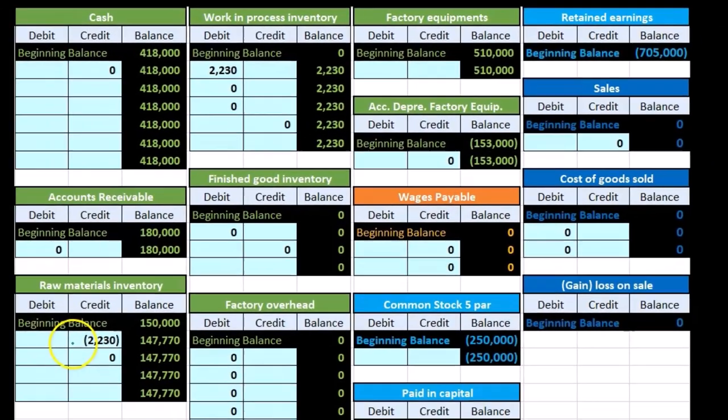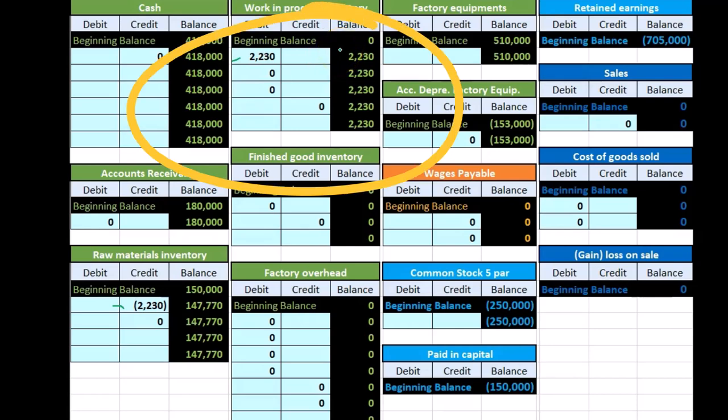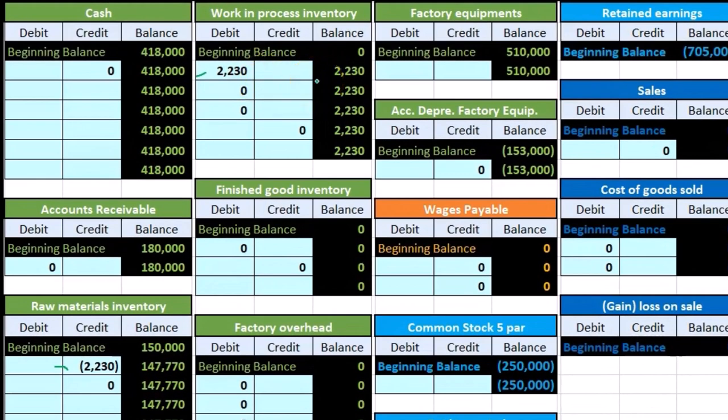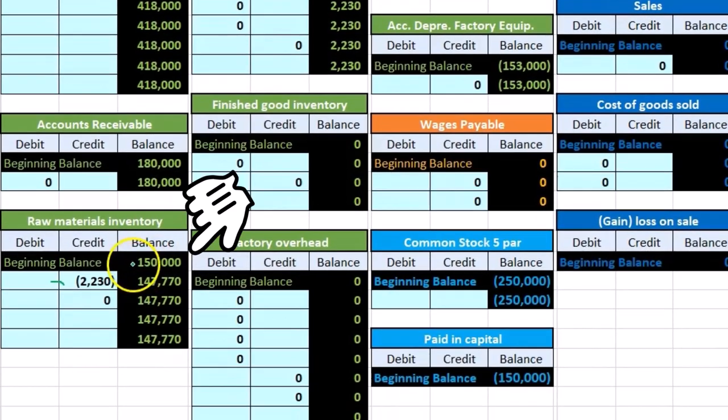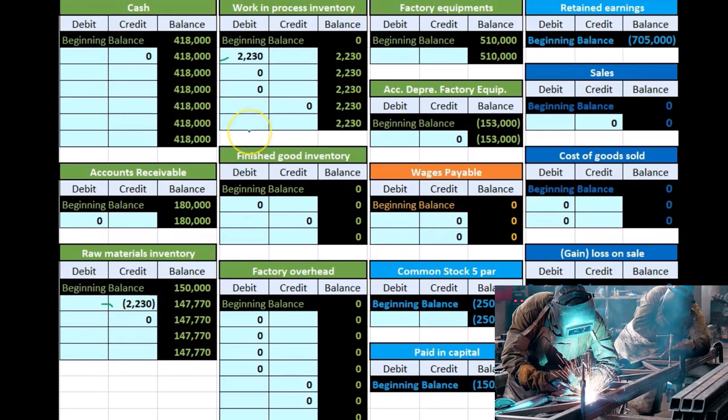So for example, in this first one, we see that we have the raw materials here and the work in process. These are the two things that are happening in this GL account at this time. The work in process is going to go from zero up by 2,230 to 2,230. And the raw materials inventory is going down, was at 150,000, going down by 2,230 to 147,770. So what happened here is that, of course, we took raw materials from, we can imagine, the warehouse, and we're putting it into the work in process account.